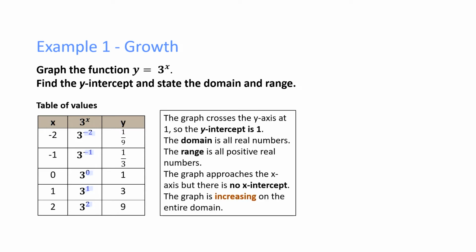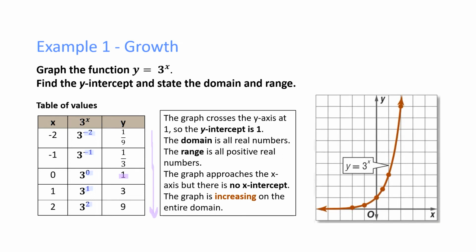So the graph crosses the y-axis at 1. You can clearly see here that where x equals 0, y equals 1. The domain is all real numbers. The range is all positive real numbers. The graph approaches the x-axis, but there is no x-intercept, and the graph is increasing on the entire domain. We can see that as the x values are increasing, the y values are also increasing from 1/9 up to 9.